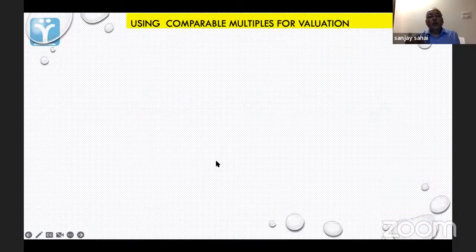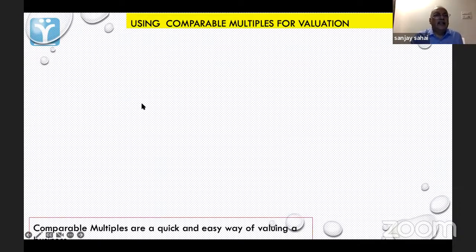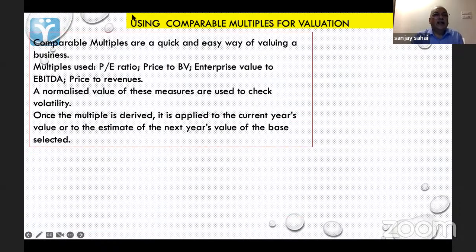Now we come to another way of valuation. This is generally called relative valuation. In this valuation, I try to compare the ratios of whichever is my target company with the ratios of other, similar companies, and then try to see how they are performing.